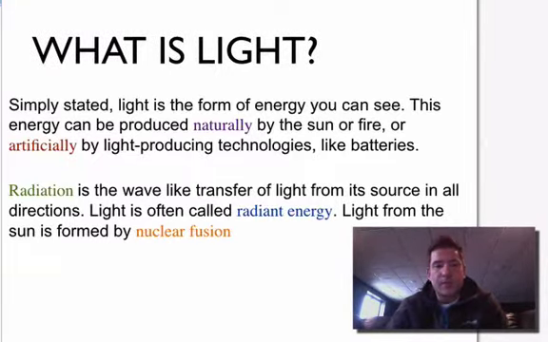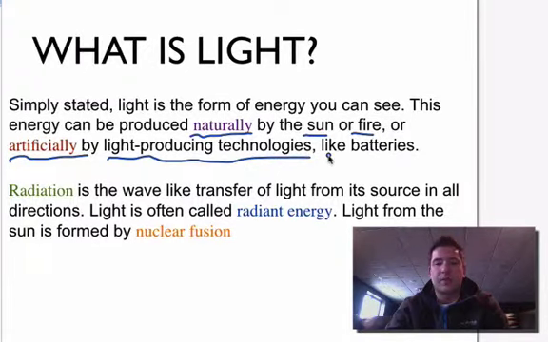So what is light? Basically, simply stated, light is a form of energy that we can see. So light is visible, but it's still a form of energy. There's two ways we can produce this light. One, it can be produced naturally, things like by the sun or by fire, or it can be produced artificially. So we use some form of light producing technology to do so, and we can use batteries possibly to power it, or other forms of electrical energy to produce light.